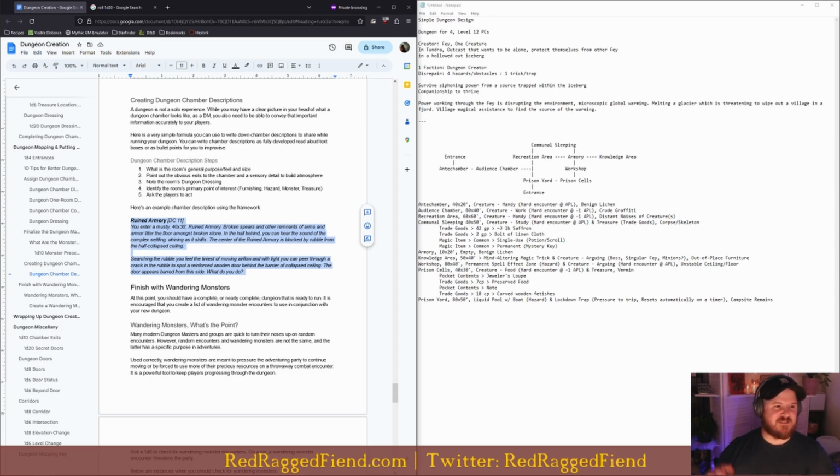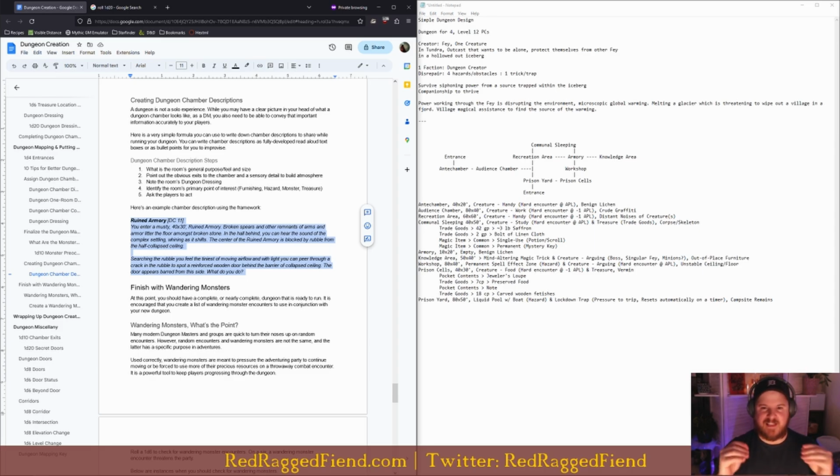So we identified the room's primary point of interest. The primary point of interest is basically that there is rubble that's blocking the room, and there's a reason for you to get onto the other side of the rubble, however you do that. So this is a really great thing, and then we ask, what do you do? That's the fifth, our little call to action.